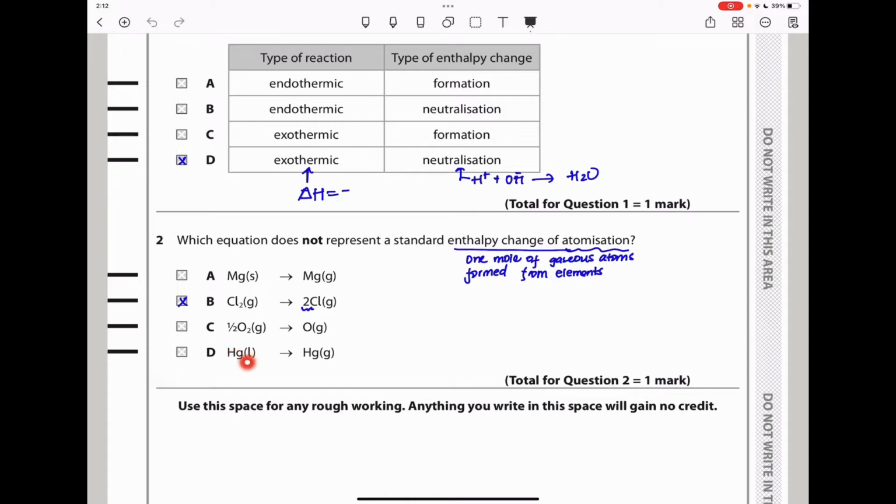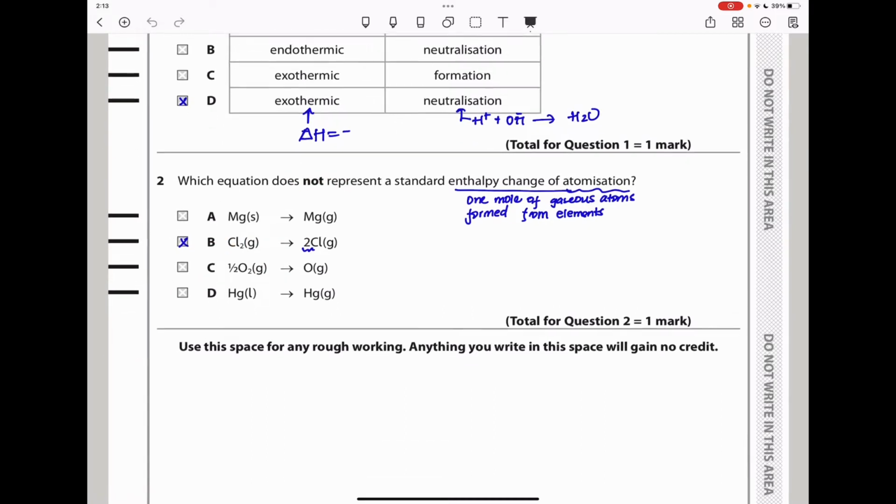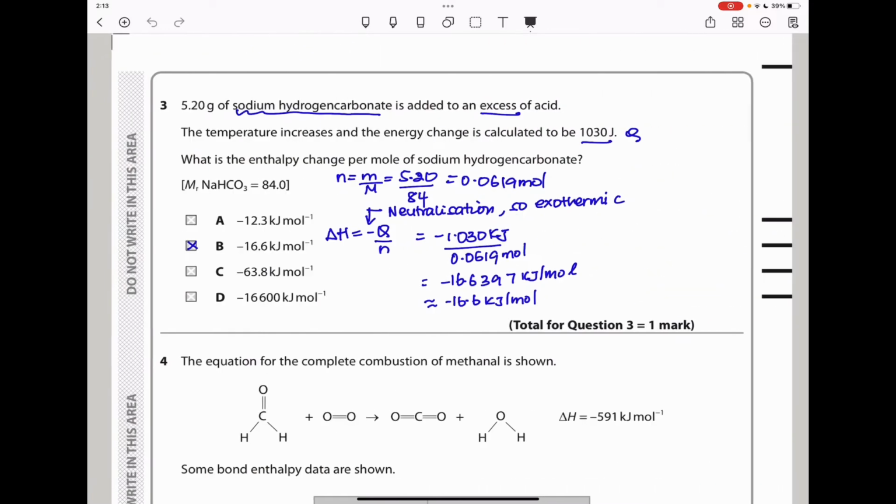Mercury is a liquid at room temperature or at standard conditions, and we can see we have formed 1 mole of gaseous atoms. The only problem is with this equation. Yes, it's true, chlorine is going to be a gas, but here we have formed 2 moles of gaseous atoms, which is not representative of the standard enthalpy change of atomization. So here the answer, which is not representative, should be B. Let's move on to question 3.